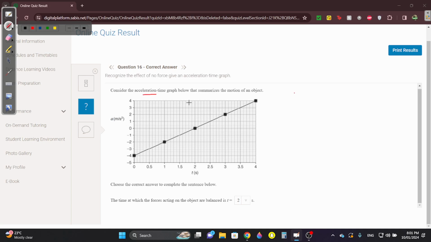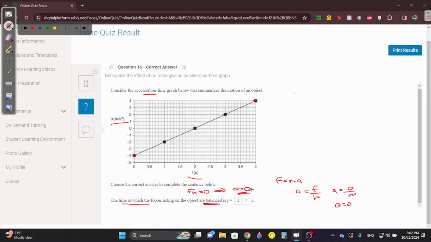Here they give us an acceleration graph, acceleration versus time. Okay, it started from acceleration -4 and went up to acceleration 4. The time at which the forces are balanced. Forces are balanced means net force equals 0. If you have a net force of 0, always remember that acceleration equals 0. You can prove this mathematically because F equals ma, and if you take m to the other side, it will be F over m. And if F, the net force, is 0, then 0 over m, so obviously a equals 0, because 0 divided by anything is 0. That's why a equals 0.